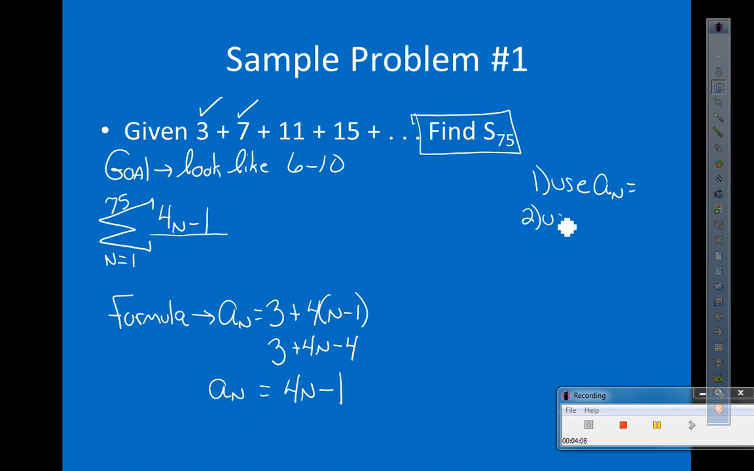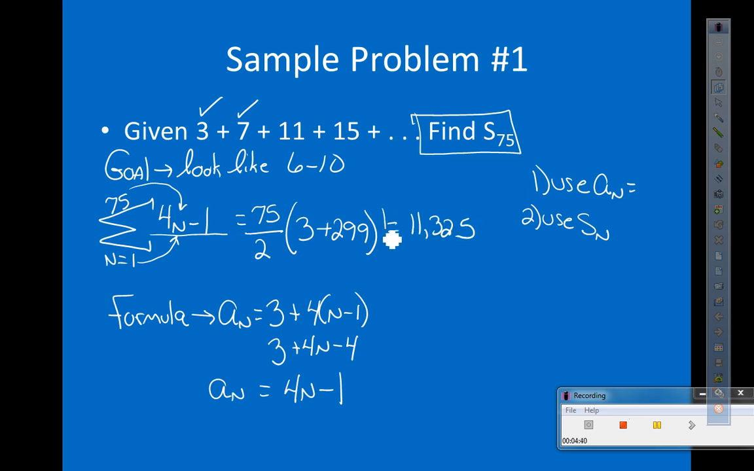Now I'm going to use my S sub n formula to bring this home. So I'm going to have 75 over 2, plug in a 1. 4 times 1 is 4, minus 1 is 3. Plug in a 75. 4 times 75 is 300. Minus 1 is 299. If you run this through your calculator correctly, you should get 11,325. That's the sum of the first 75 terms of the series that goes 3, 7, 11, and 15.